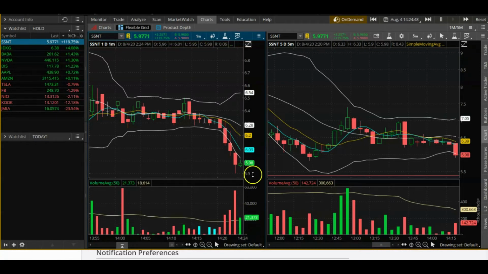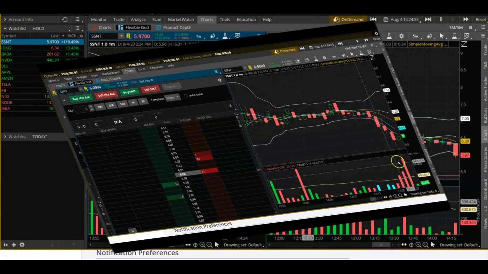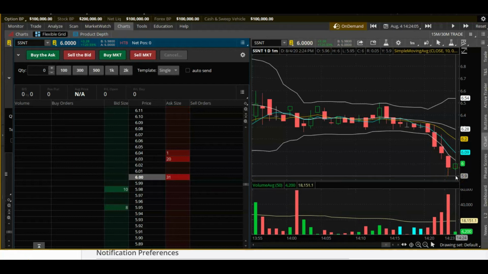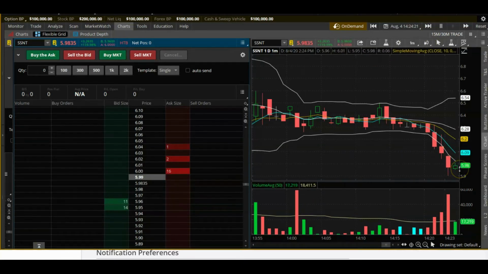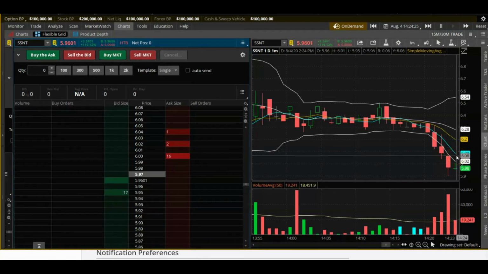Question is, can it close green? If it closes green, then that's a very good sign. Moving over to my trading platform, because now I've seen a green candle. The question is, is it going to stay green at the end of this 1 minute? And the second question is, is it going to get back into the Bollinger? So we need to keep watching this.